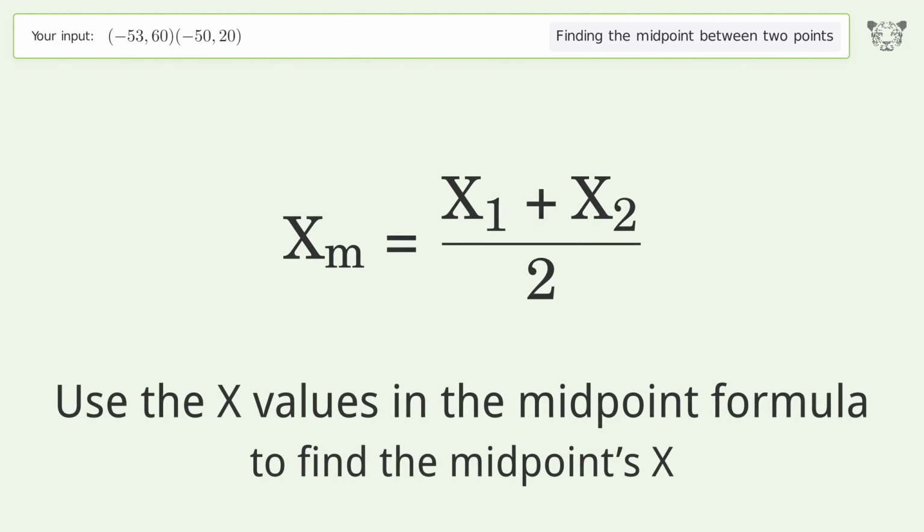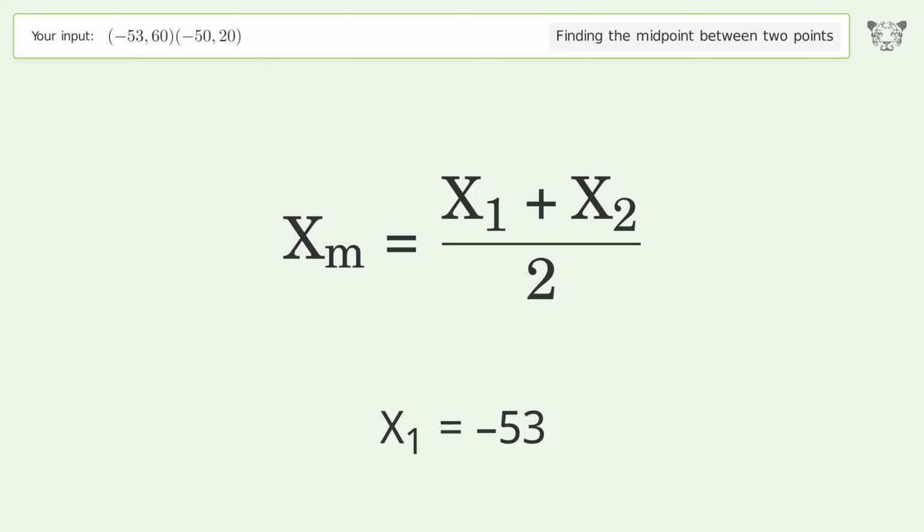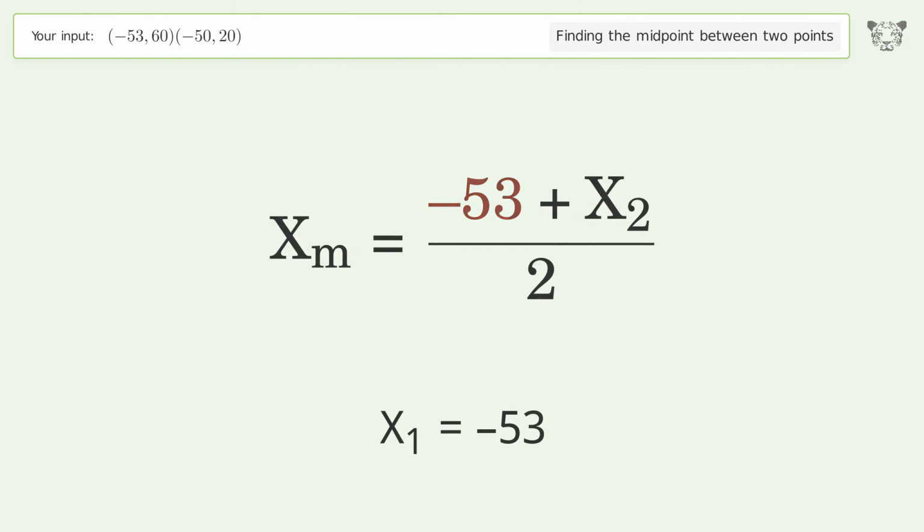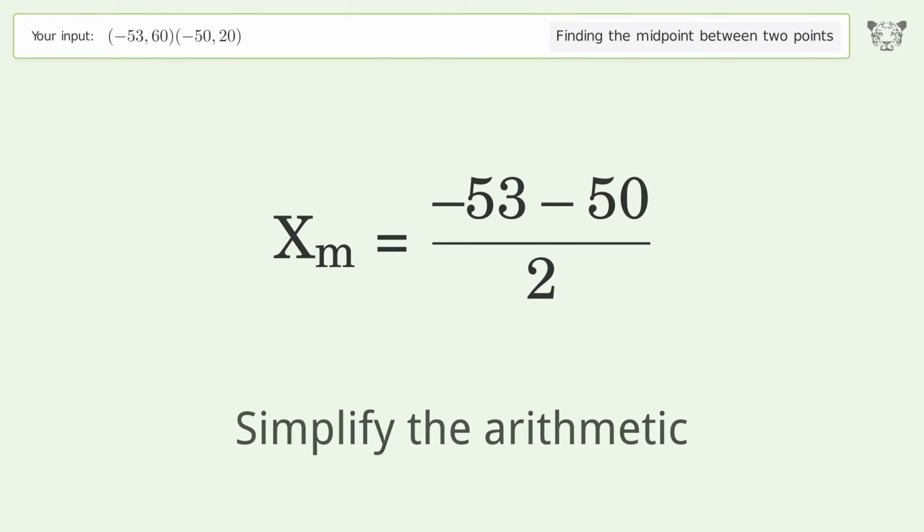Use the x values in the midpoint formula to find the midpoint's x. x1 equals negative 53. x2 equals negative 50. Simplify the arithmetic.